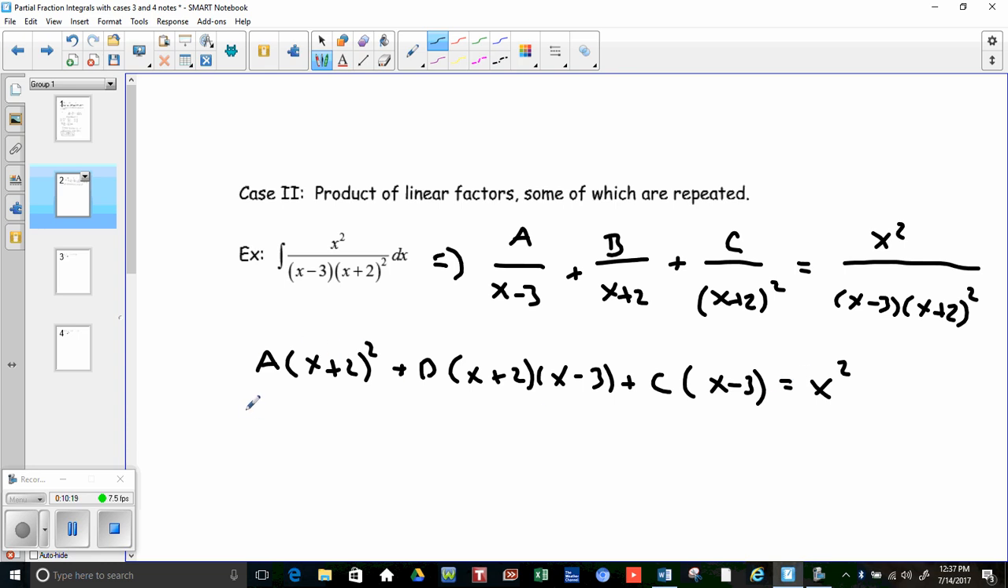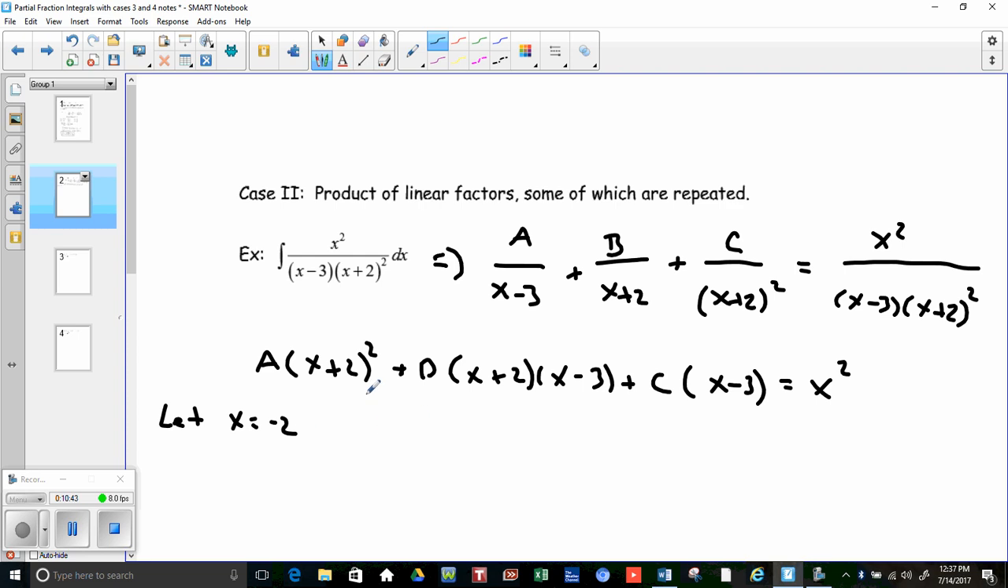So again, the idea is to pick convenient values that are going to make the A's, the B's, and the C's go away. So let's do that. Let's just go in order. We're going to pick -2. That's going to make not only the A go away, it's also going to make the B go away, because a -2 here gives you 0, a -2 here gives you 0. So we're going to be able to solve for C right away.